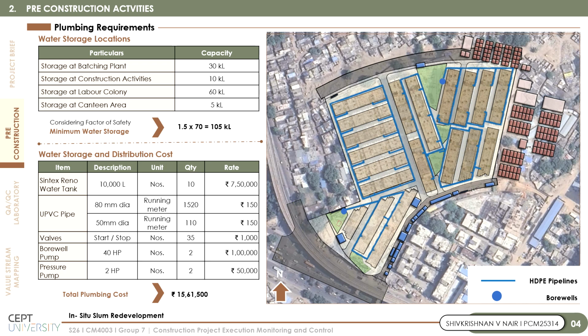The proposed plumbing network included HDPE and UPVC pipelines, borewell pumps, pressure pumps, valves, and distributed storage tanks across the site. 10 Syntex water tanks of 10,000 liter capacity were proposed for storage and distribution. The total plumbing infrastructure cost was estimated at approximately 15.6 lakhs. The plant water supply system ensured continuous water availability for construction operations as well as domestic usage within the labor colony.